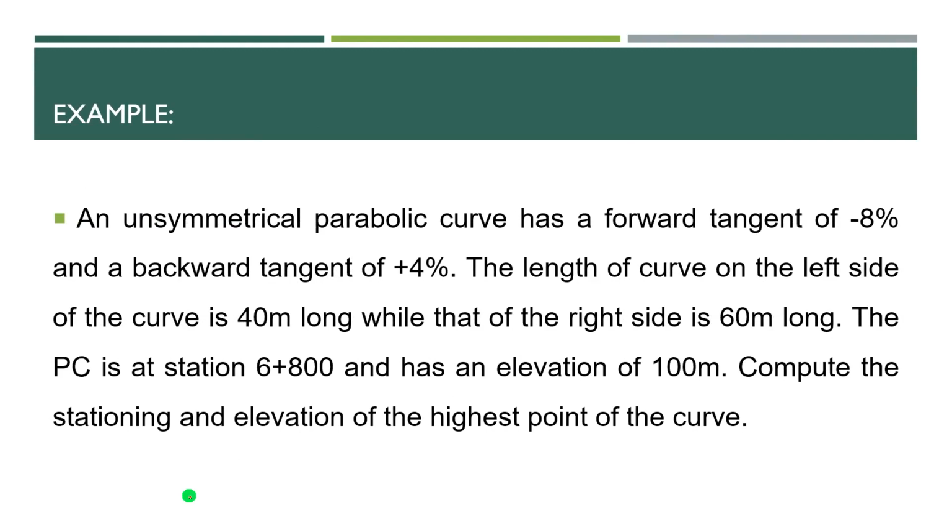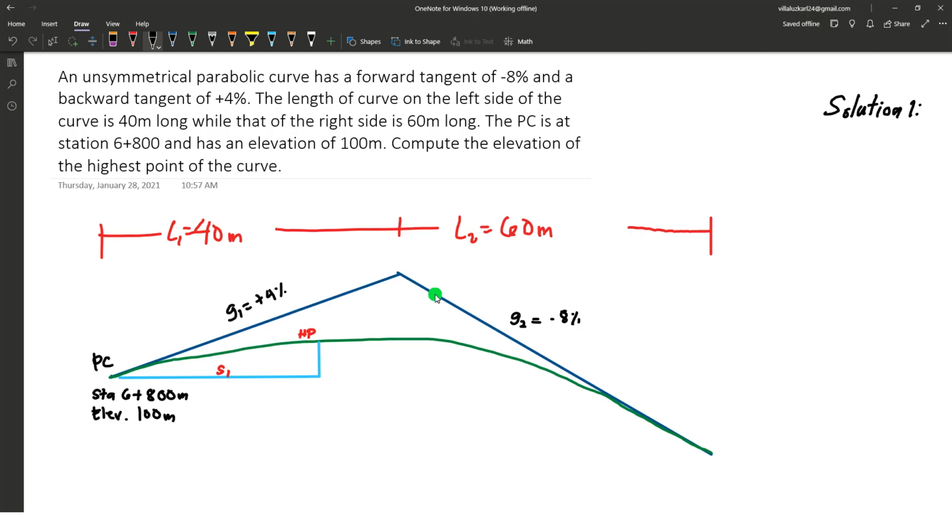So let's draw. Okay, so here's the figure. We have 40-meter length from PC to PI, and L2 is 60 meters on the right side, 60 meters long from PI to PT. Stationing of PC 6 plus 800, elevation 100 meters. Compute the highest point of the curve. So our assumption is the highest point is right here, but we can verify that by computing the location of the highest point.